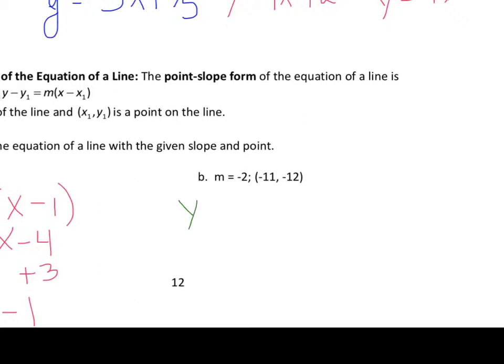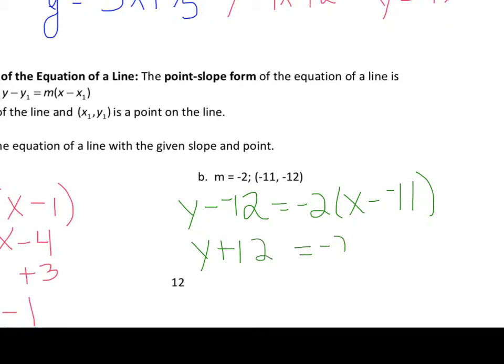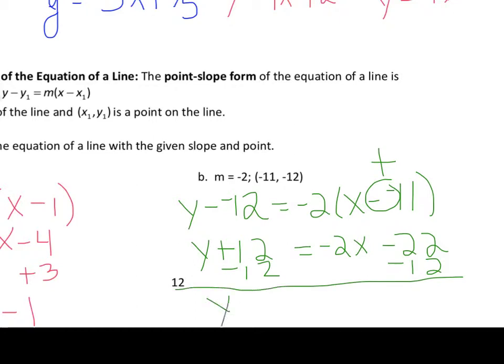So y minus the y value equals -2 times x minus the x value. So that's really y plus 12 equals -2x. And this minus a minus is a plus, so that'll be -22 once you multiply it by the -2. Subtract the 12 on both sides. And what we end up with is y equals -2x minus 34.